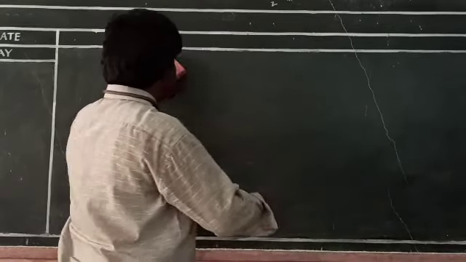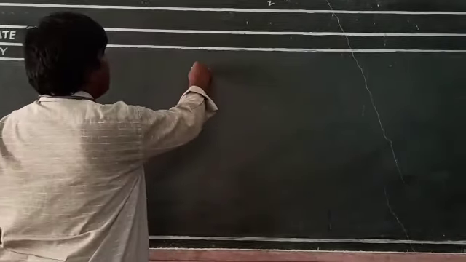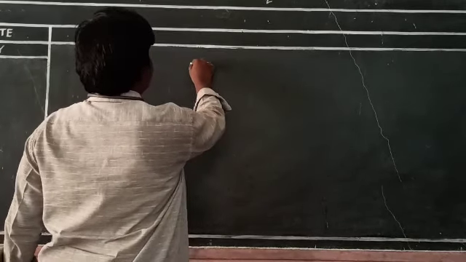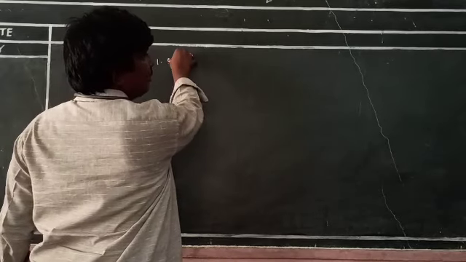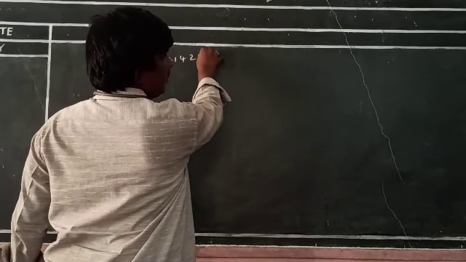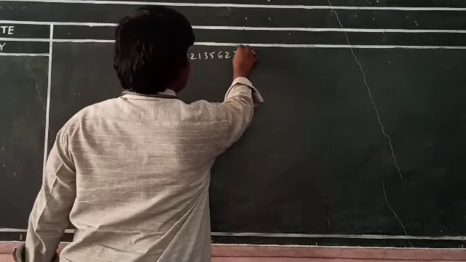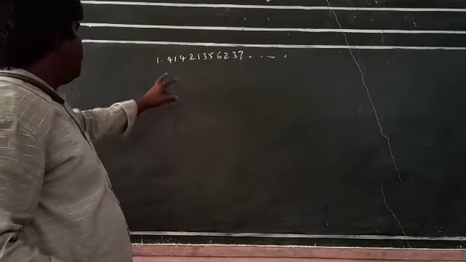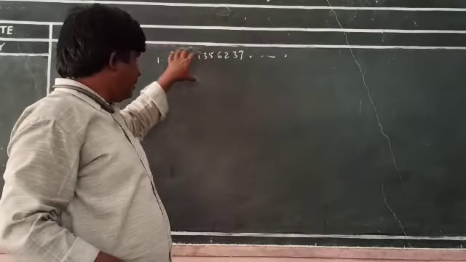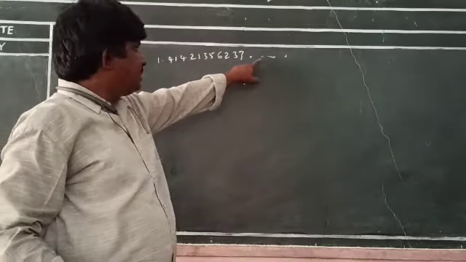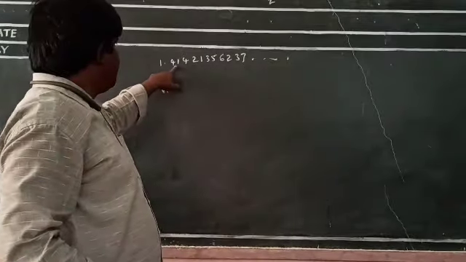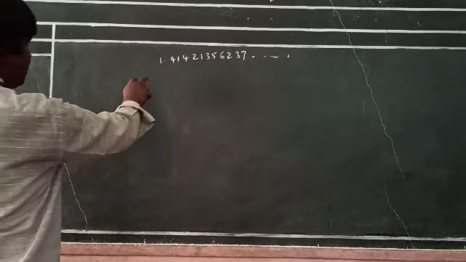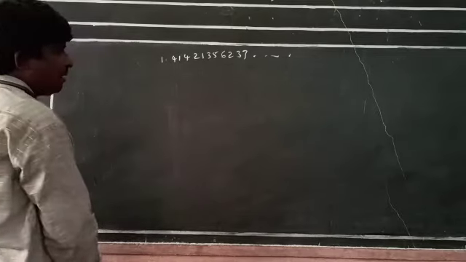Suppose we take some non-terminating, non-recurring decimals like 1.41421356237 and so on. Here no number is repeating. In this case, first of all, the division is not completed and no particular number is repeated. Therefore, these are called non-terminating, non-recurring decimals.